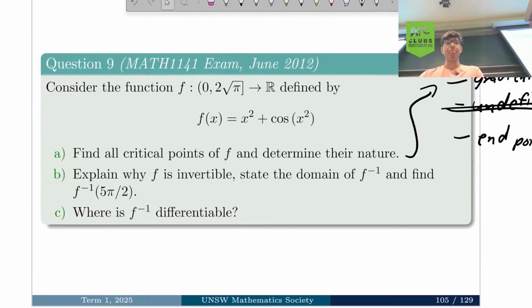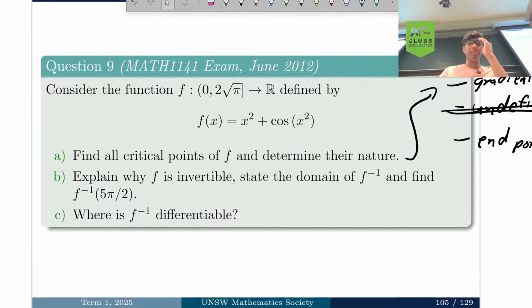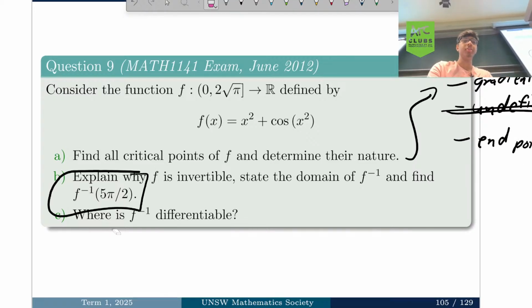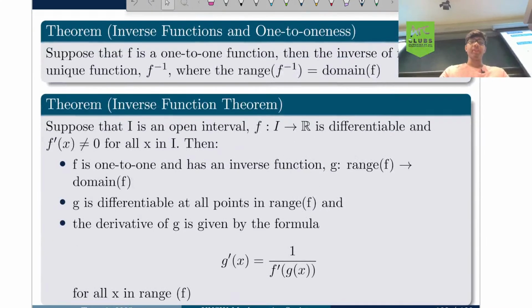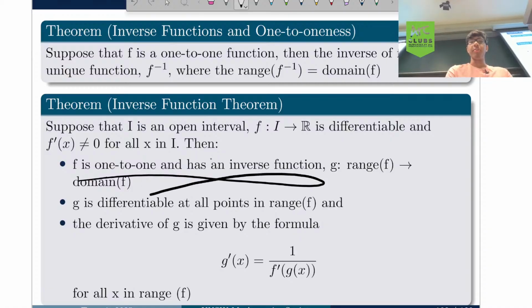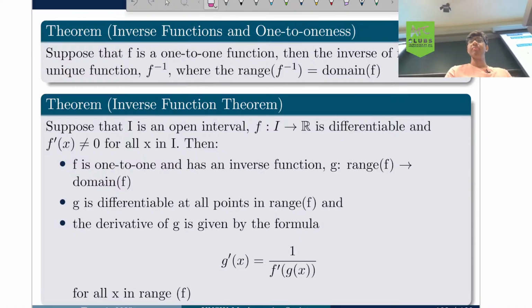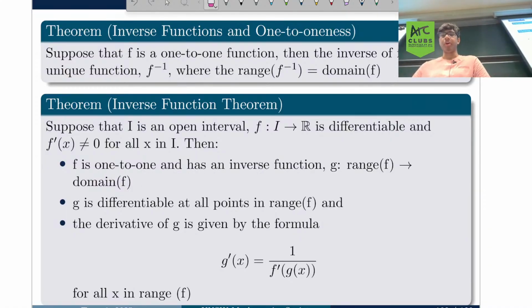That one's fairly simple. Explain why f is invertible, say the domain of the inverse, and find the inverse of 5 pi on 2. Okay, well, for f to be invertible, what do we say? So f has to be 1 to 1. That's an important one, right? And how do we know it's 1 to 1?